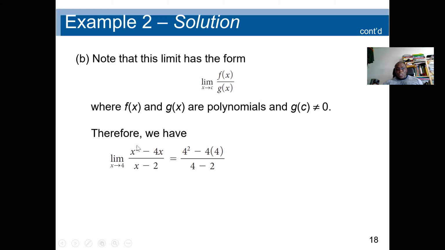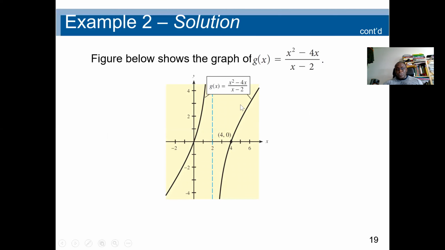This is our question now: (x squared minus 4x) over (x minus 2) as x approaches 4. I'm going to substitute 4 for x anywhere I see x. So x squared will be 4 squared, and 4x will be 4 times 4. Let's simplify this. We get 16 minus 16, and 4 minus 2 is 2. 16 minus 16 is 0, so our answer will be 0. And this is the function. We can see when x is 4, f at x is 0.